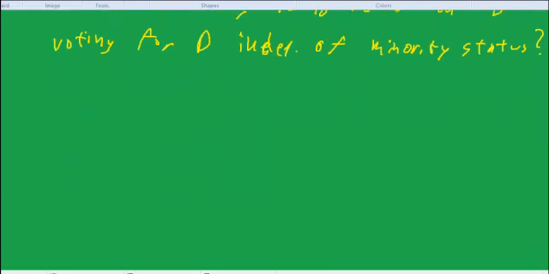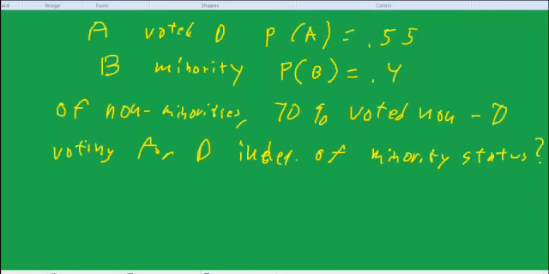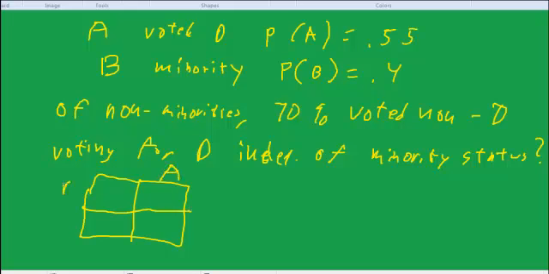So let's put together the box first. Okay, so we have event A, event B, and we have 0.55, which means we have 0.45 for AC. And we have B is 0.4, we have 0.6 here, which is for BC.